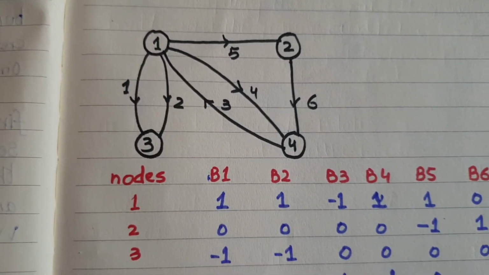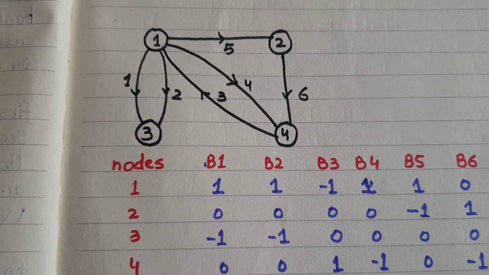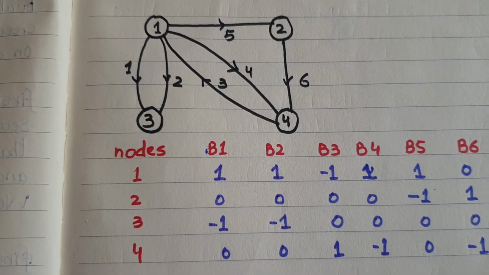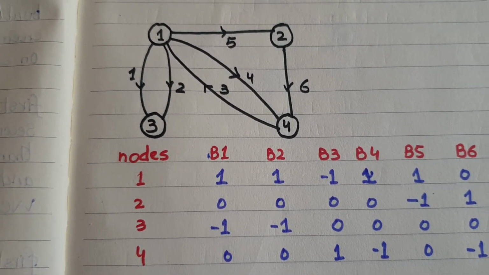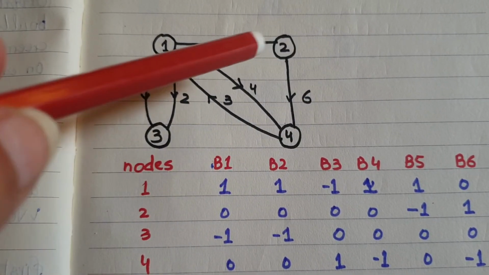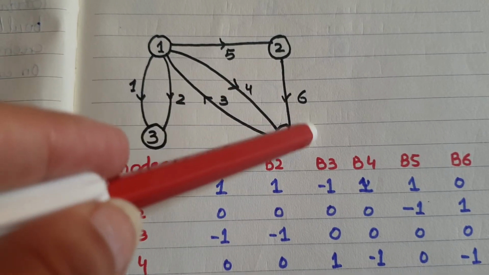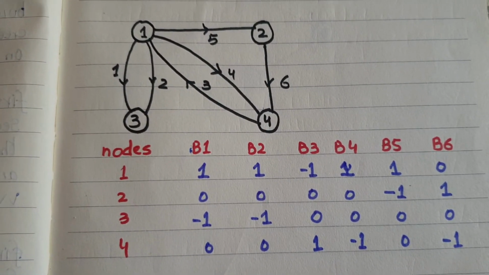You can see over here, this is a little bit complex network, so the matrix that we will be obtaining will be of higher order. So we have 4 nodes, 1, 2, 3 and 4. And how many branches are here? Total 6 branches are present over here.